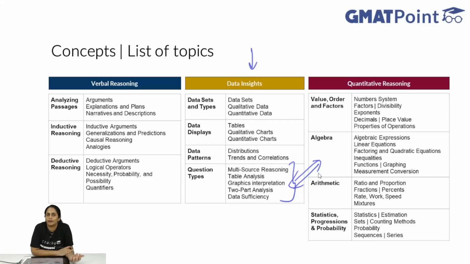So you have value, order and factor of numbers. Number systems: what are integers, what are fractions, what are decimals, all of that is over here. Factors, divisibility of numbers, cyclicity of factors, remainders, quotient, all of those basic theorems or basic concepts of number theory are asked in the quantitative reasoning section. The next part is algebra.